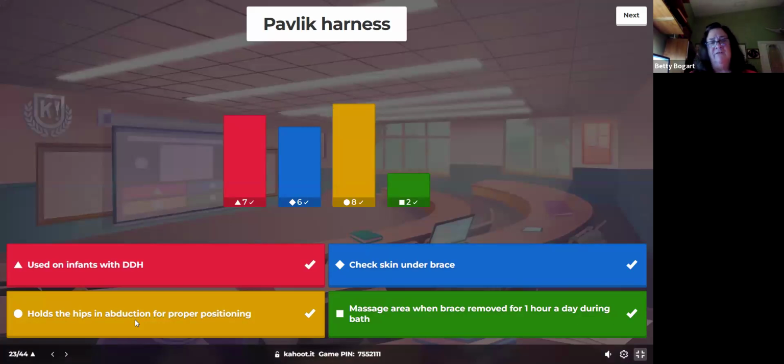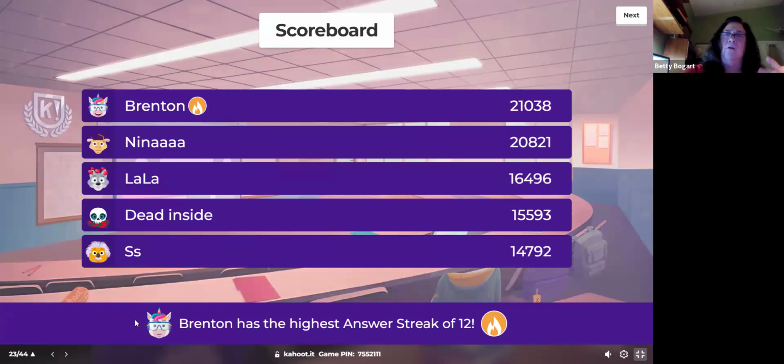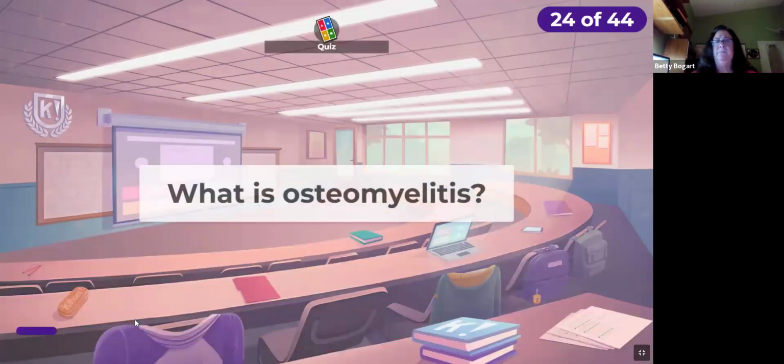Again, Pavlik harness is for hip dysplasia. It holds for abduction. Always check underneath the skin, and then you massage it when it's off. So remember, get them off for a bath, massage them, change them, new t-shirt, and make sure that it's working without causing any other injuries.